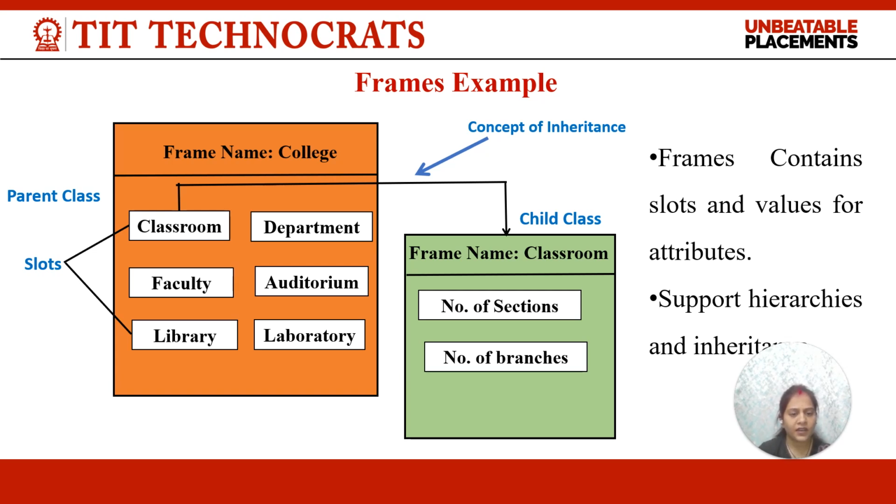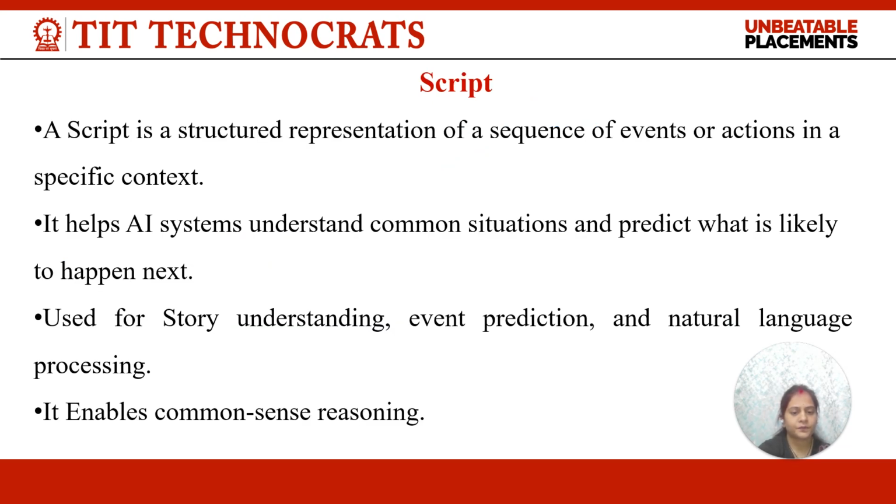A frame named college might have slots like classroom, departments, faculty, auditorium, library, and laboratory. A child frame classroom can inherit these properties and add its own, such as number of students, number of branches, and we can add more if required. So frames help AI represent structured knowledge efficiently, making it easier for systems to understand and reason about the world, just like how we humans organize our knowledge.